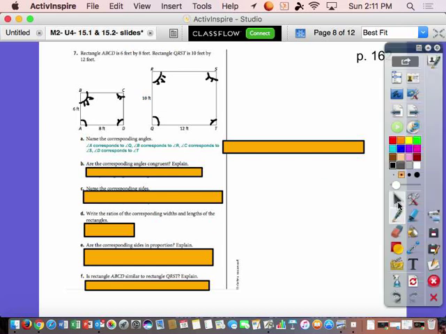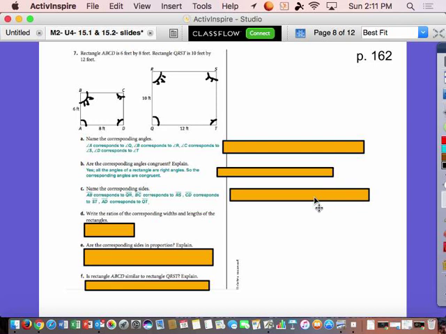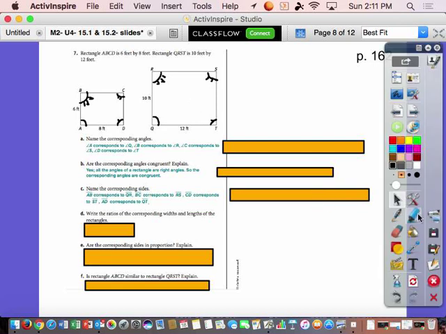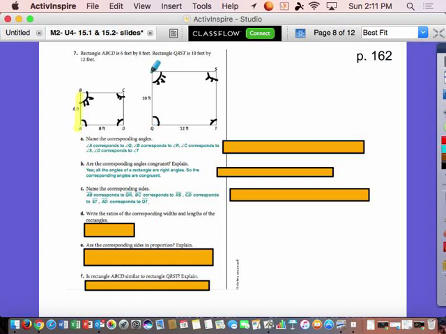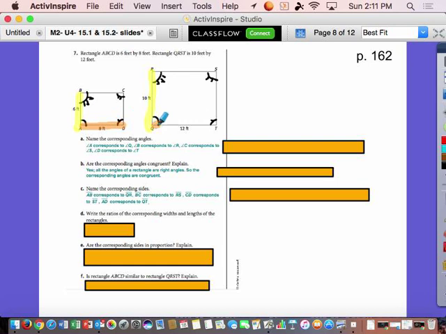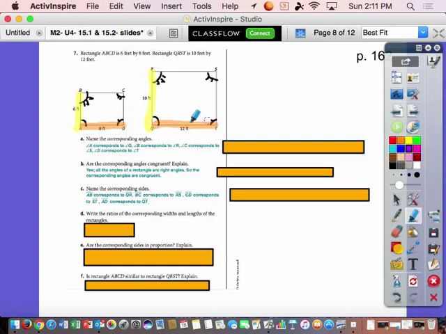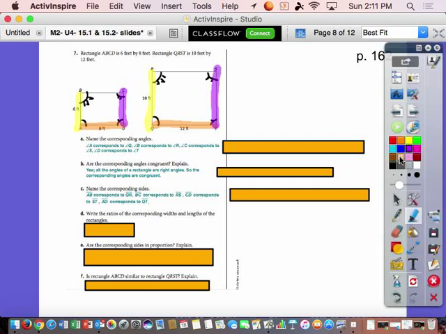Did you do the rest of it? I hope you did. The corresponding angles congruent? Yes, so all the angles are equal because they're all 90 in this one. Let's name the corresponding sides. Well, we know that AB, let me get my highlighter out. AB right here corresponds to QR right here. I'll get a different color. AD corresponds with QT. CD corresponds with TS. And of course, BC corresponds with RS. All of those are corresponding.